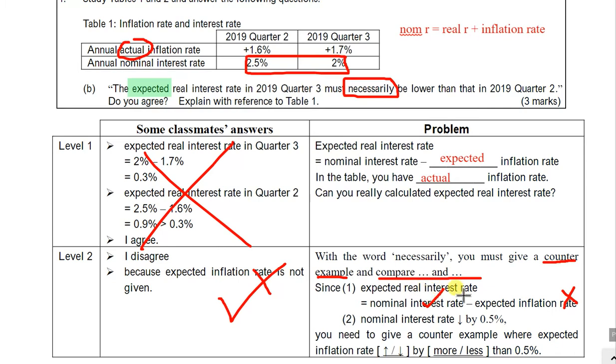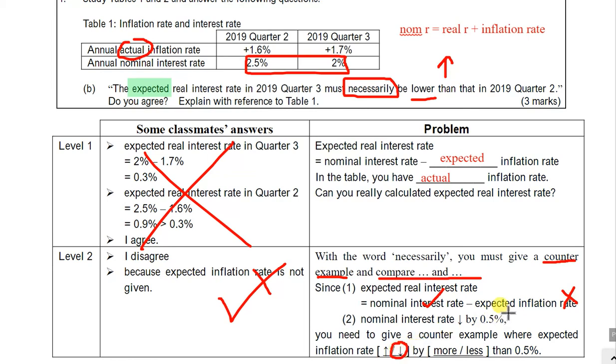Becomes higher. Then that's why you should assume that there is also a change in this expected inflation rate. And what is the change? Because you need to give a counterexample, and the counterexample is that the real interest rate becomes bigger. And if you want the real interest rate to become larger, then of course you should subtract a smaller number from it. That's why in your counterexample you should tell me that maybe this inflation rate also changes. How does it change? Maybe it decreases.